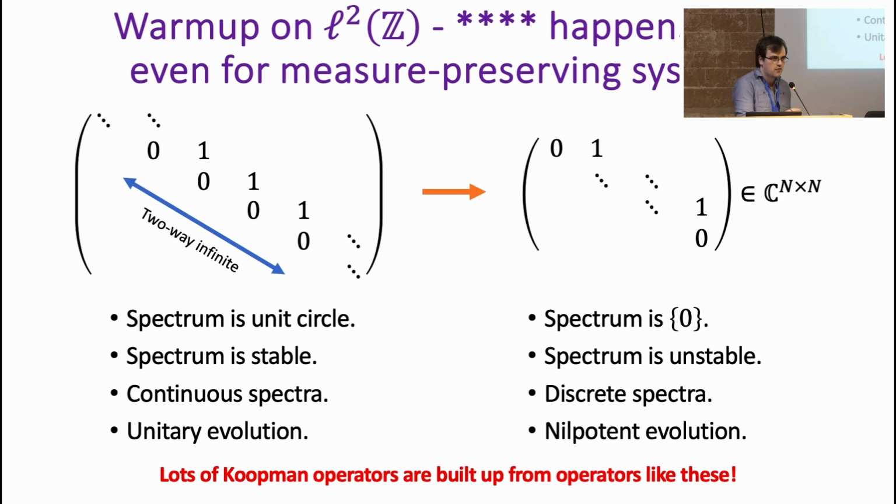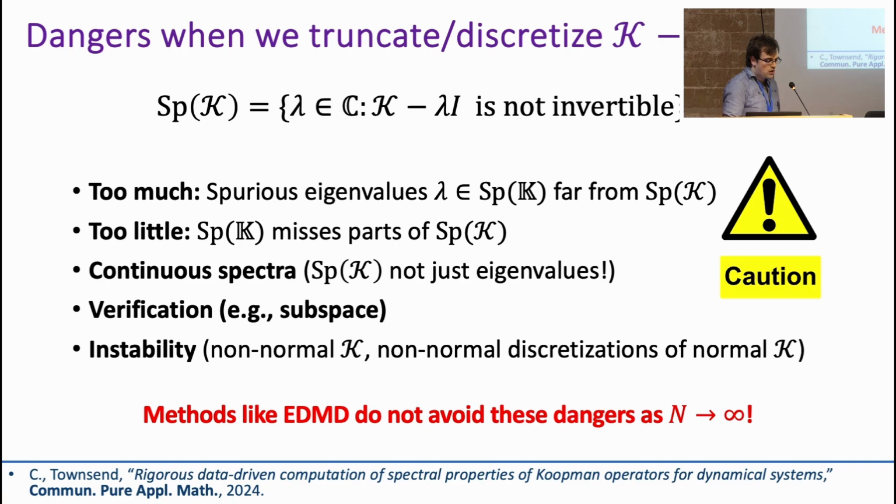Okay, so this is obviously a very simple example, but it captures the essence of what can go wrong with DMD methods if you try and approximate spectral properties of Koopman operators. In fact, lots of dynamical systems can be built up from operators like this. So when we truncate or discretize to a matrix and compute eigenvalues, which is probably the predominant method for approximating spectra, there are dangers that we have to be aware of.